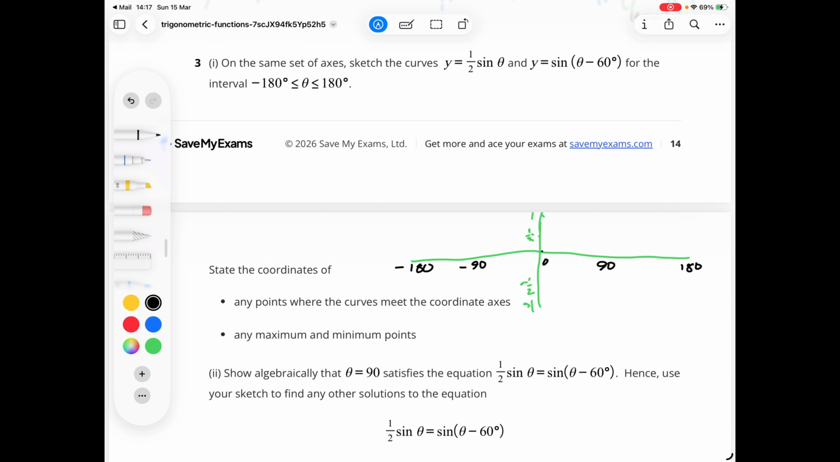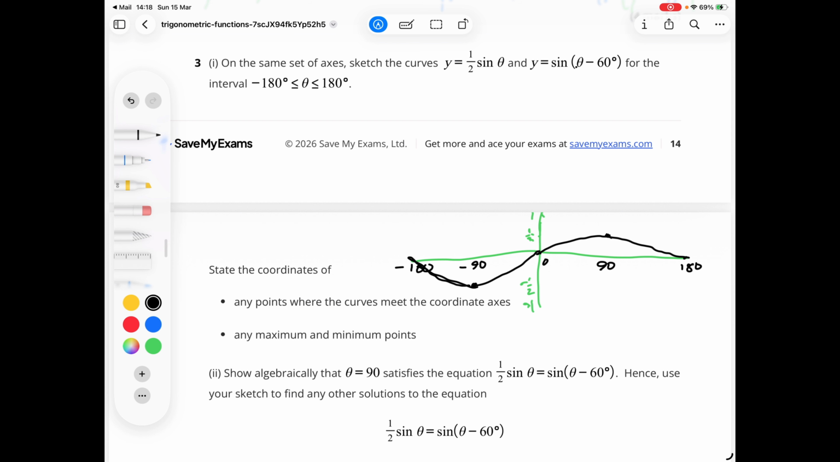If you've got a half in front of it, you halve it. So it literally goes like that, and it goes down to minus half and along to that. So what we've done is shrunk it. If we had a 2 in front of it, we would grow it to 2.